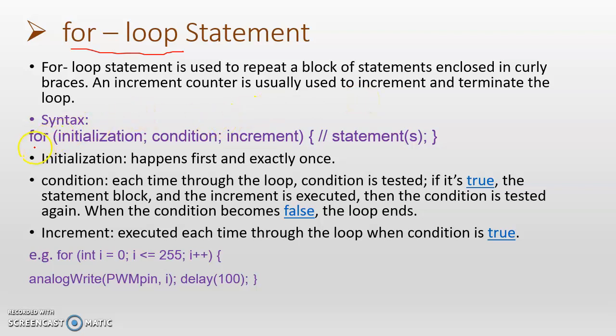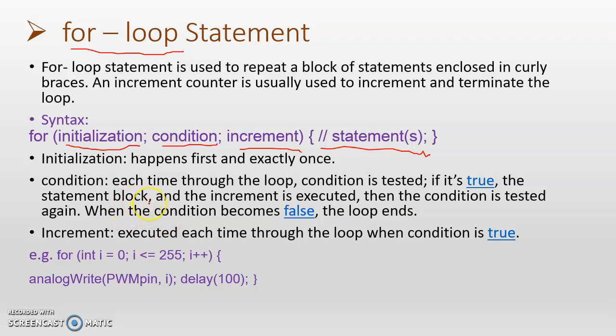The syntax is the initialization, the condition and the increment, and then a statement in curly brackets. Initialization happens first and exactly once. Then the condition is tested each time through the loop. If it's true, the statement block and the increment are executed, then the condition is tested again. When the condition becomes false, the loop ends.